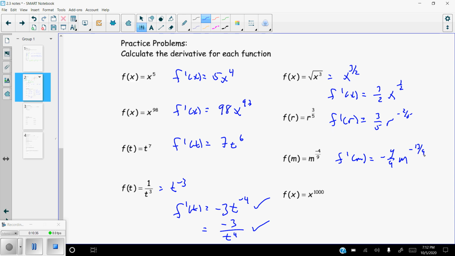And then the last one, just because I wanted to make a really big number, f prime of x is 1000x to the 999. And that's it. That's the power rule in general. Now we're going to start throwing some extra stuff in there, but that's what you're doing. Okay, hopefully nothing too confusing there.